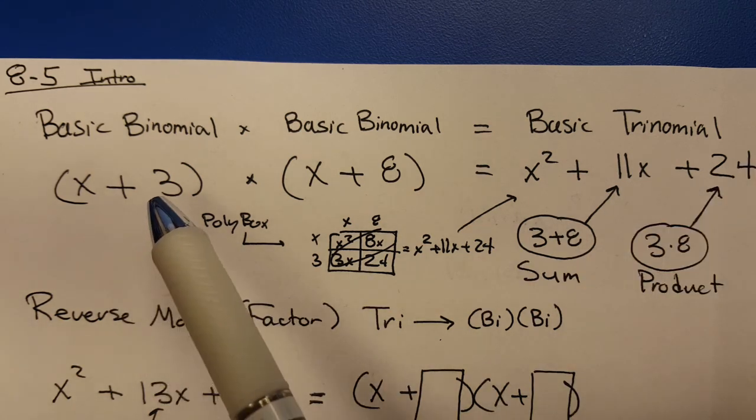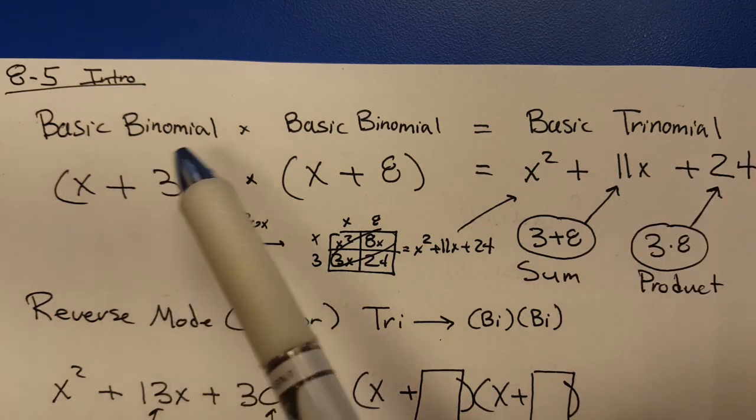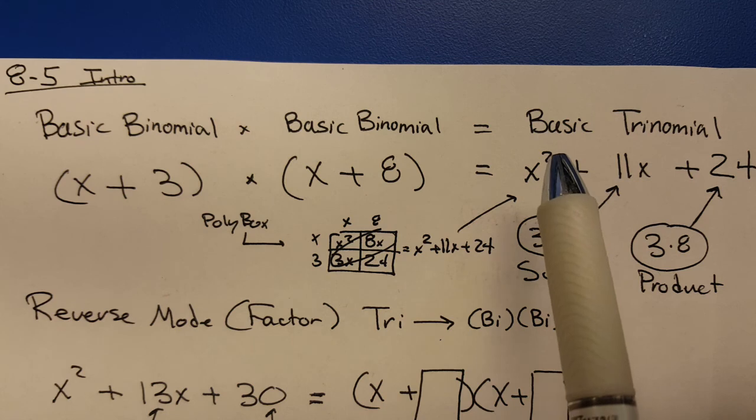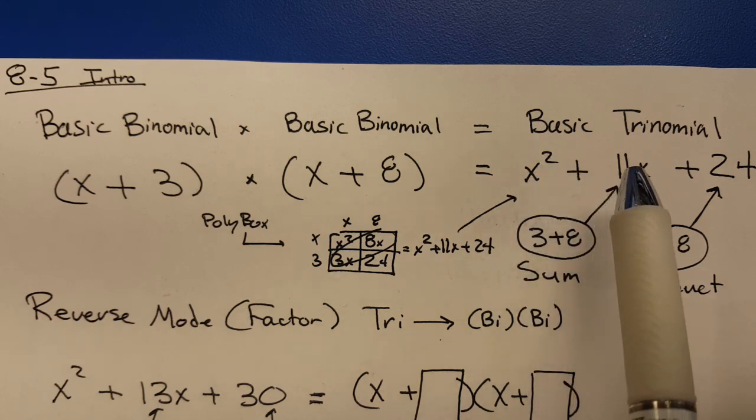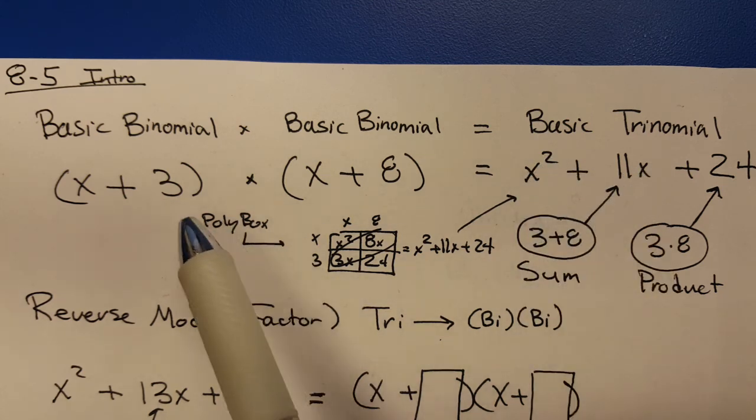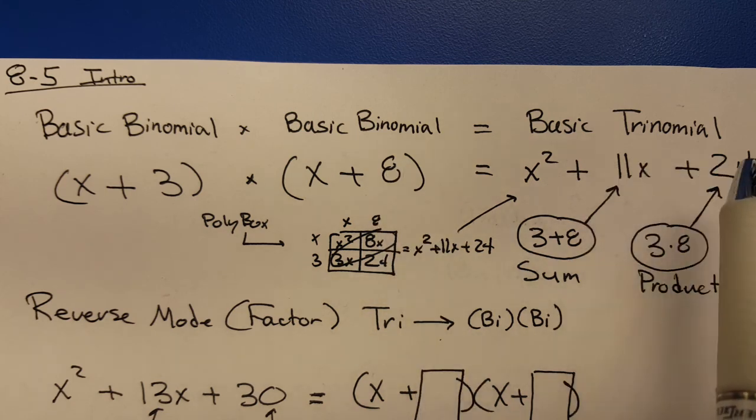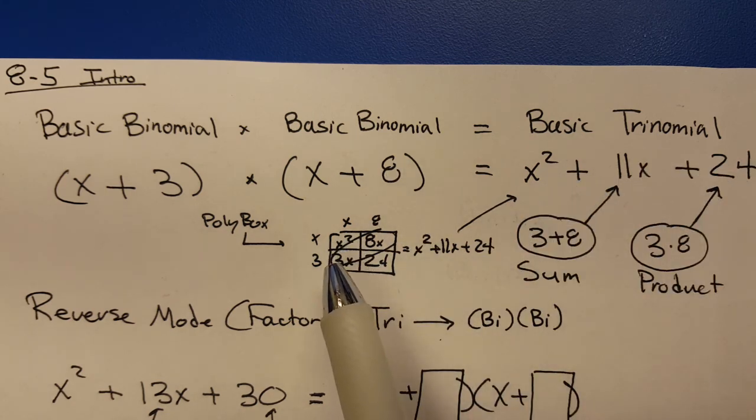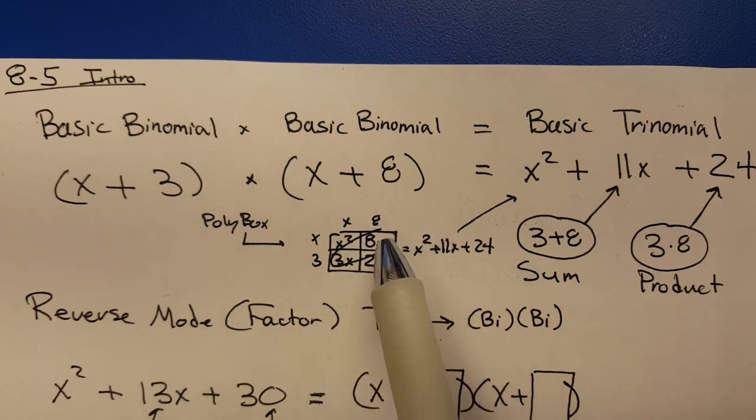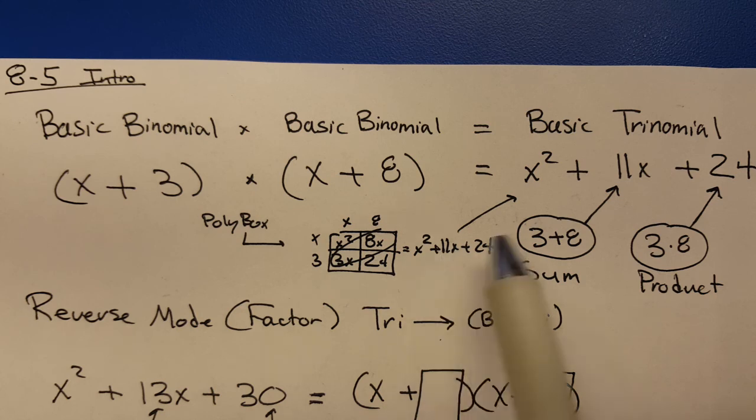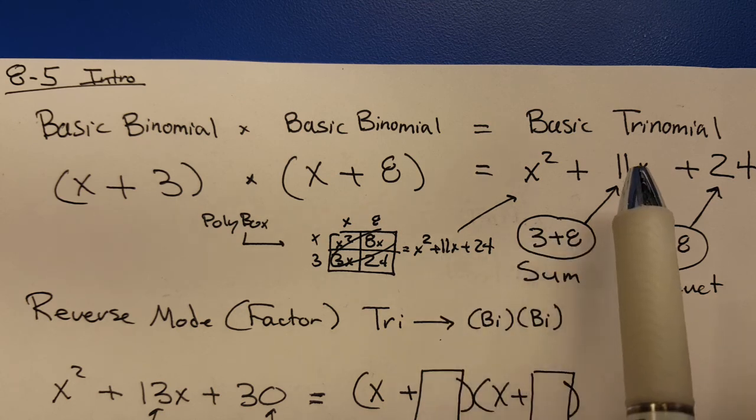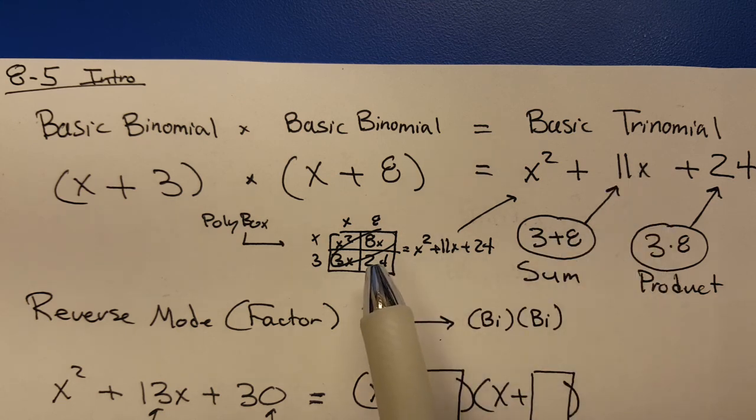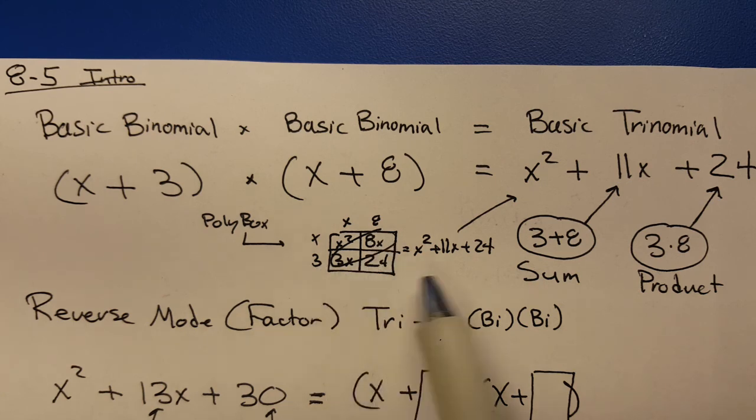Now remember, there's a nice little shortcut when you took a binomial times a binomial. It was just the first thing squared. The middle number was the sum of these two numbers, and then the final number was the product. What do you mean by the sum? Well, if you made a polybox, you'd have an 8x and a 3x together. That would make 11x. 8 plus 3, that's addition. That's a sum. So 3 plus 8, 11. And then the final polybox right here was 3 times 8, which was 24.